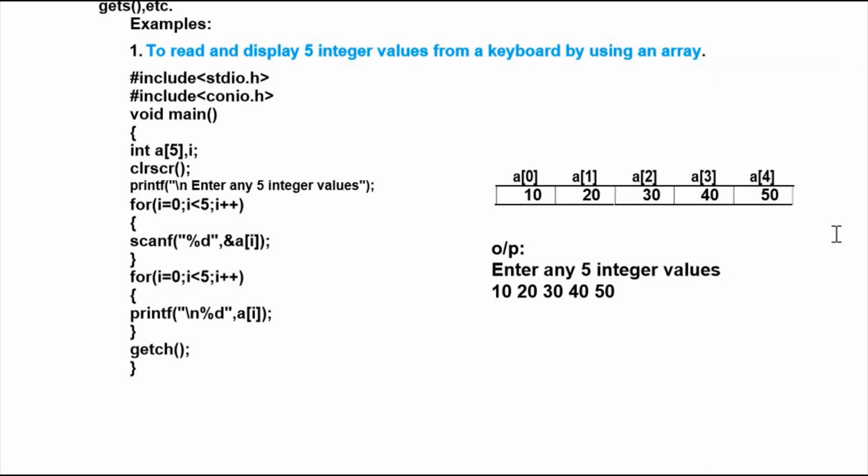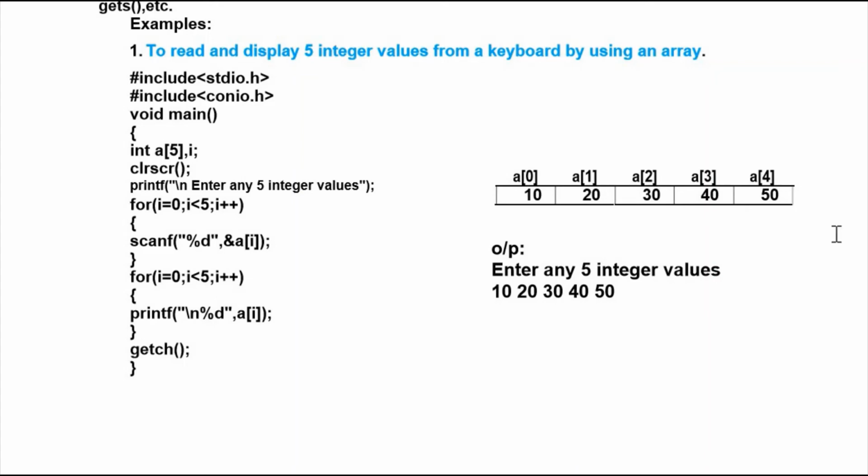So if, say for example, the output looks like this, enter any 5 integer values, you are going to type 10, 20, 30, 40, 50. Then the first value 10 will be stored where? It will be stored at a of 0. Okay. Now once the loop is executed, it will check is I less than 5.